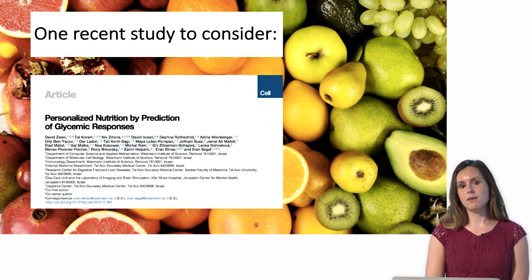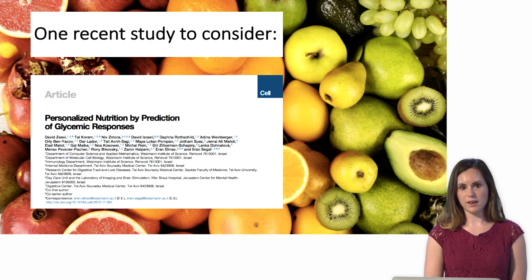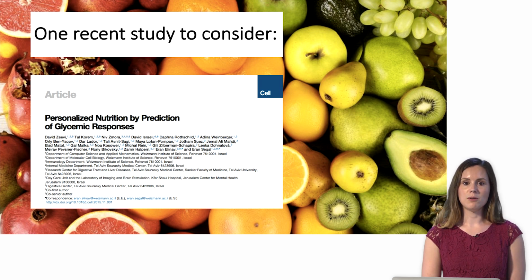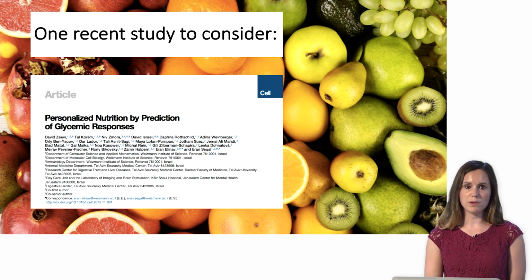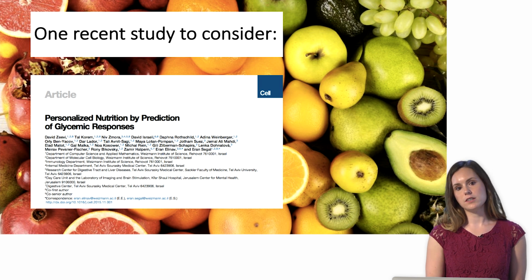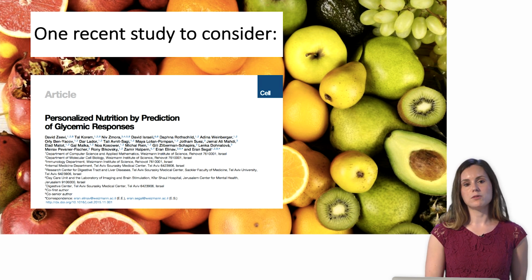So this made a very big splash when it hit the scientific community, because these authors showed that if we knew a person's microbiome and we knew some information about their usual blood glucose levels, then we could predict with some degree of accuracy how they would respond to a particular carbohydrate-containing food.